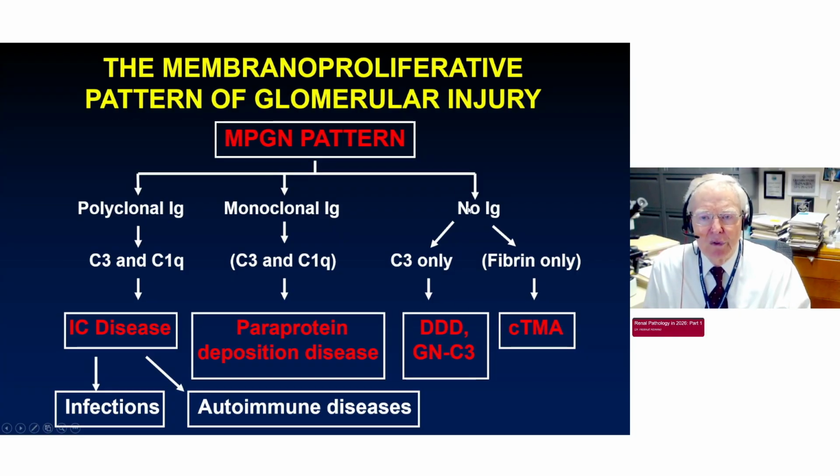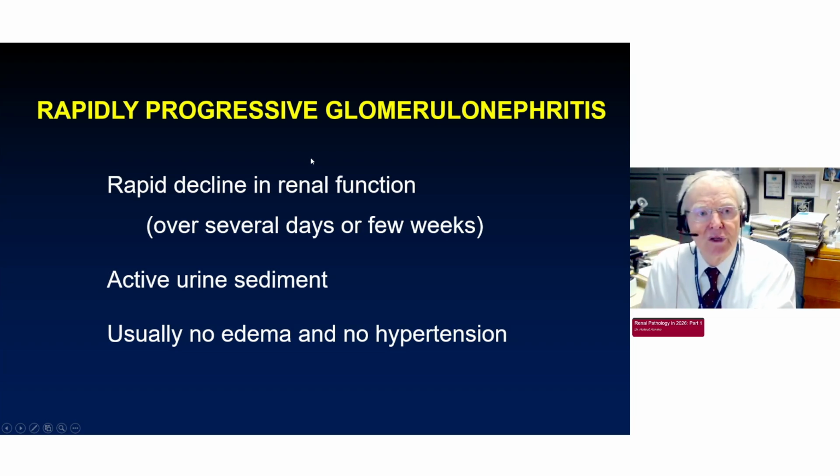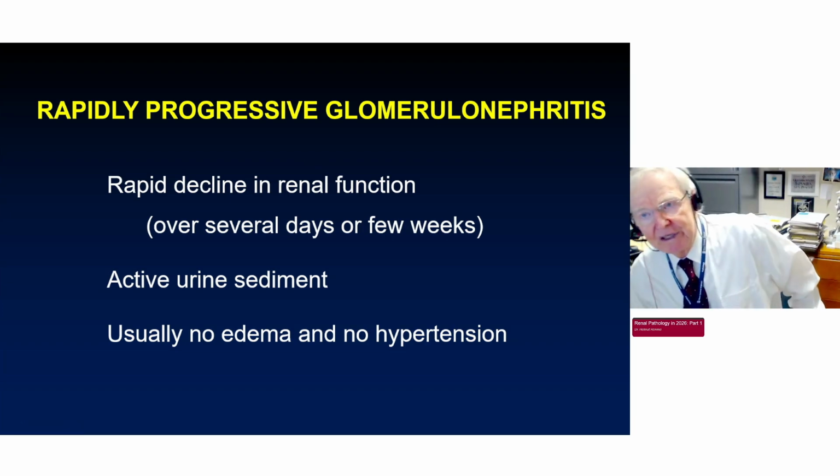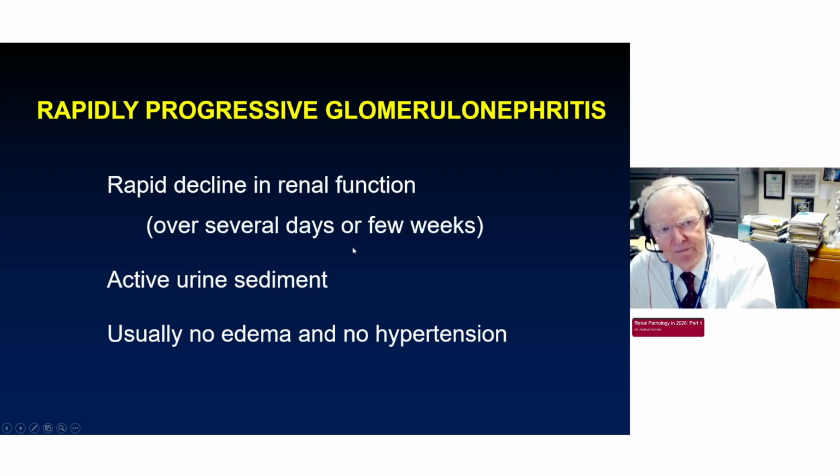And if there are no immunoglobulins, only some dull staining of fibrin, we think more of a chronic TMA giving you this pattern of injury. Now to the rapidly progressive glomerulonephritis. In this case, the loss of function is over several days and weeks. The patient has an active sediment.